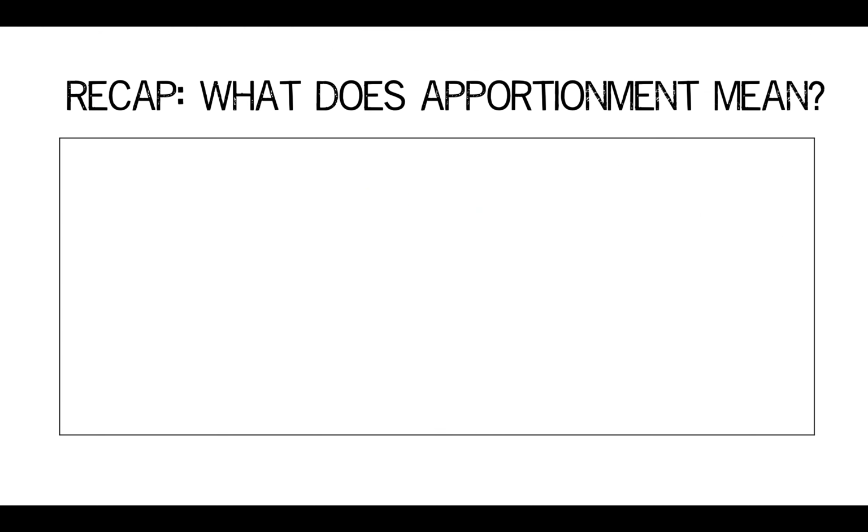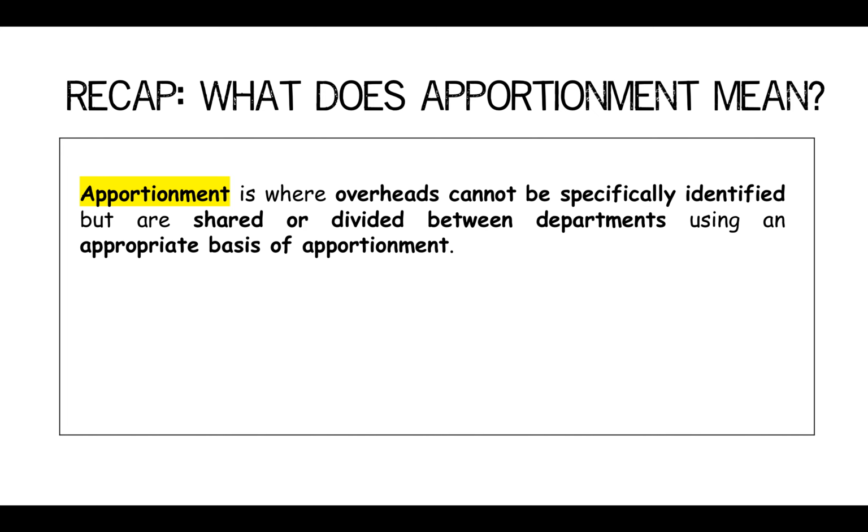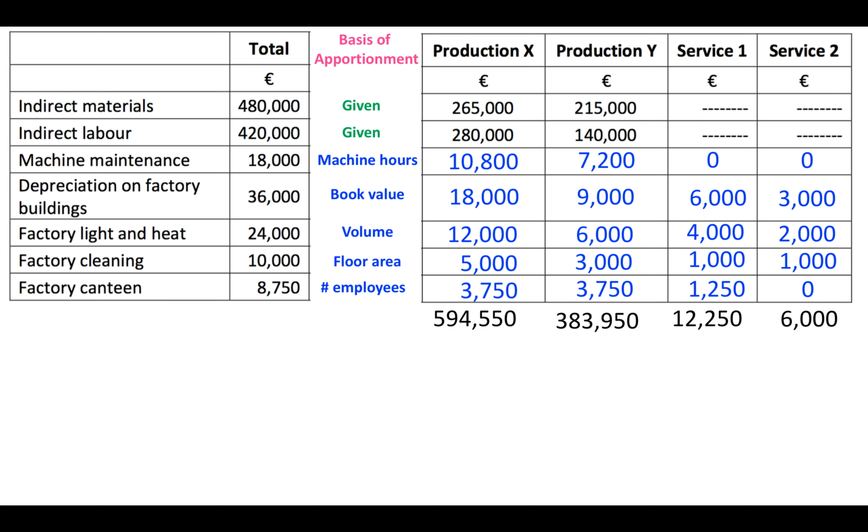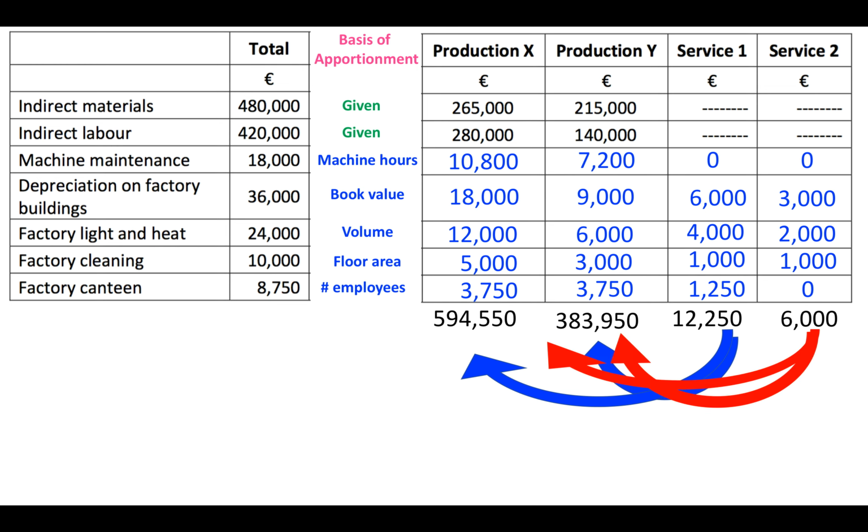Now, just to recap, what does apportionment mean? So apportionment is where overheads cannot be specifically identified but are shared or divided between departments using an appropriate level or basis of apportionment. So part B of this question asks us to transfer the service department costs to production departments X and Y. So we need to take the total figures that we got here and get rid of the figures from our service departments. We don't want to have any cost there in our service departments.